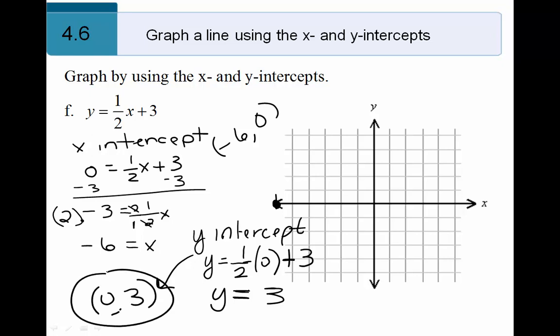My pen is not working very good today. So to graph that point, we're going to go left or right 0 and then up to 3. So that would be a graph of the line y equals 1/2 x plus 3.